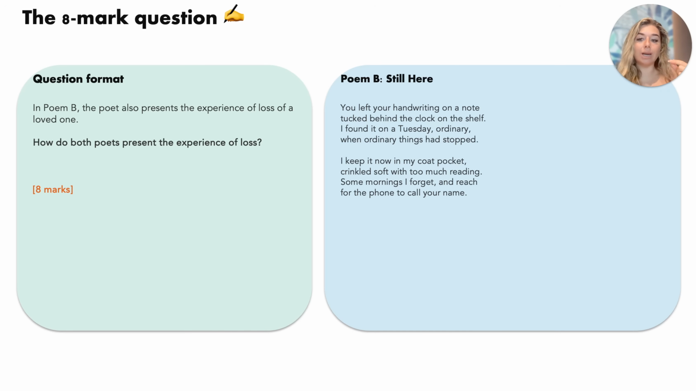A really good hack is that normally it will have a little sentence about the second poem, and that can really help you understand the first poem if you're struggling. Because obviously it says that it presents the experience of loss of a loved one. So if you were unsure, always read the top bit of the second question, because that will give you a little bit more information about the first poem as well.